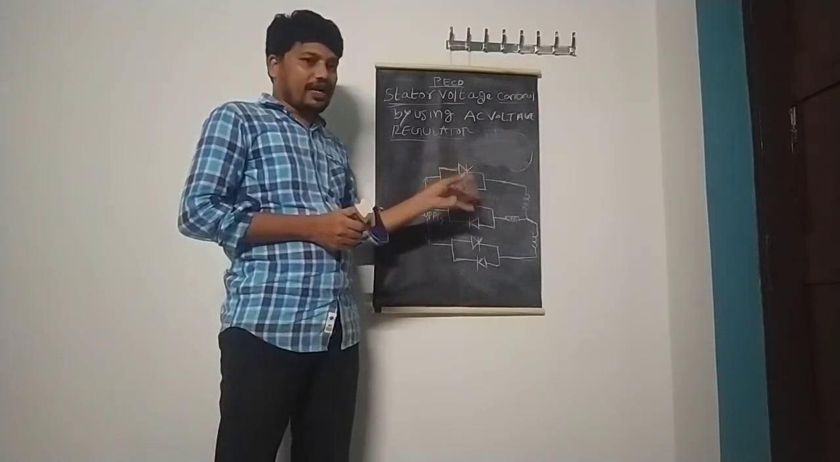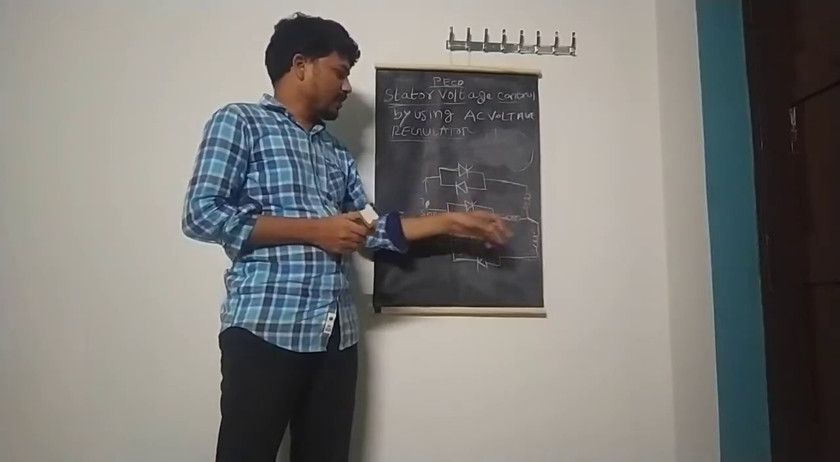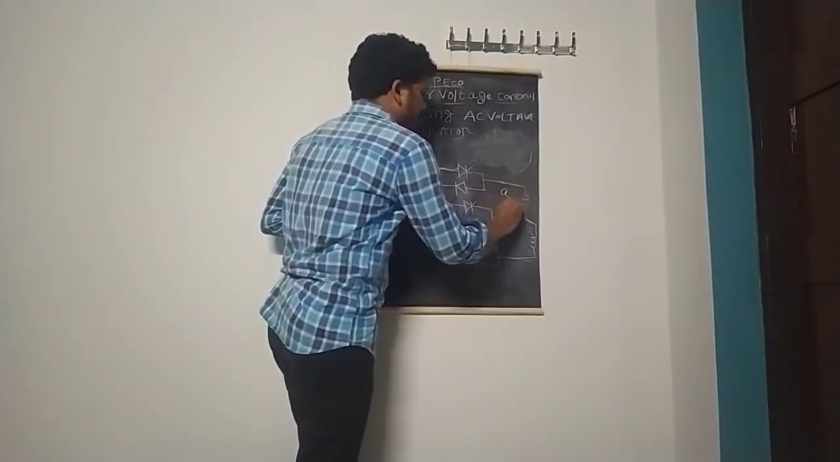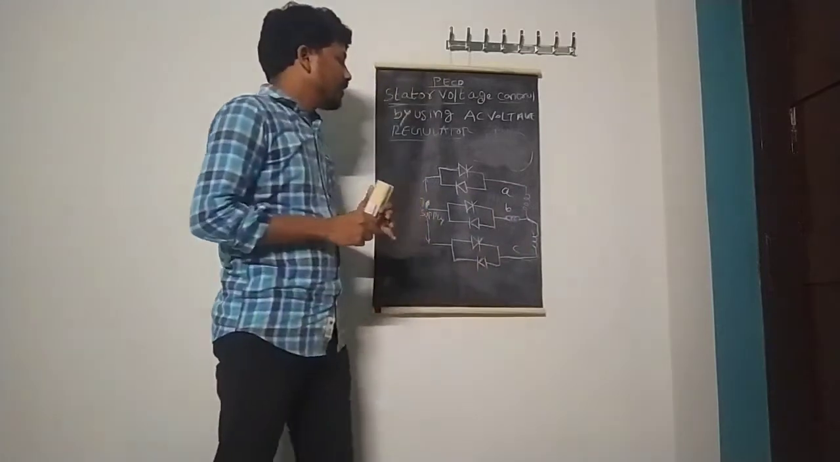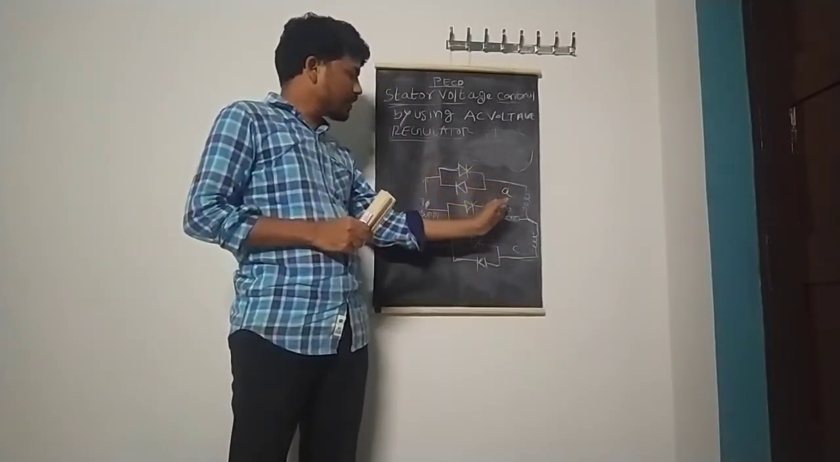In the AC voltage regulator, the motor has the stator winding in star connection, with A phase, B phase and C phase, and we are not giving the three-phase supply directly to A, B and C.